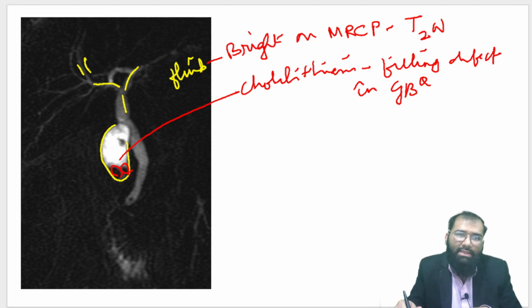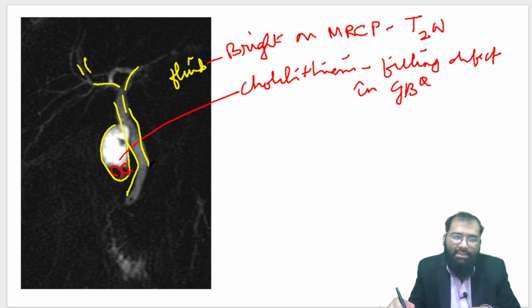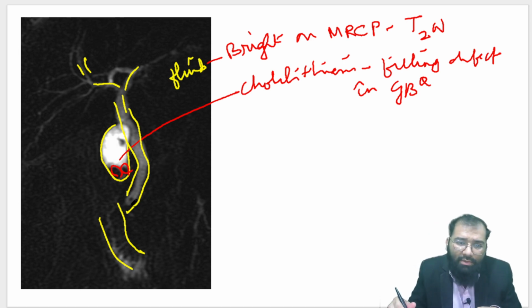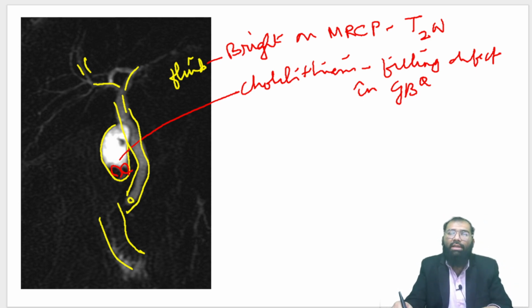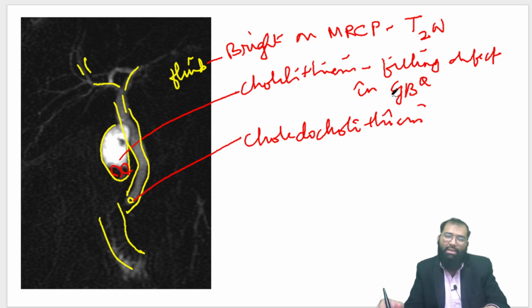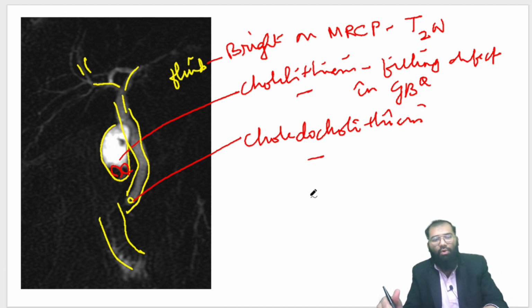Now here, this is CBD. And then CBD opens in the duodenum. So this is duodenum. That is why I have discussed the basic anatomy first, so that it is very easy to pick up the imaging anatomy. Now here, can you see a small filling defect in CBD? Yes. So when you see a calculus in CBD, what is it called? This is choledocholithiasis. So there is cholelithiasis with choledocholithiasis.